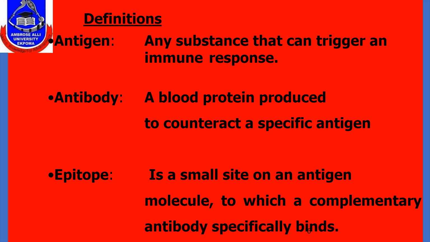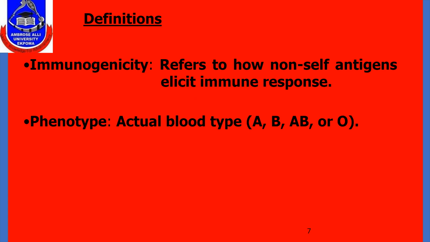Now, you can liken this to enzyme substrate reactivity. Immunogenicity refers to how a non-self antigen elicits immune response. Phenotype, the actual blood type, which could be A, B, AB, or O.